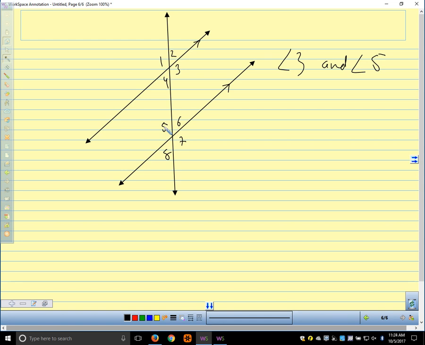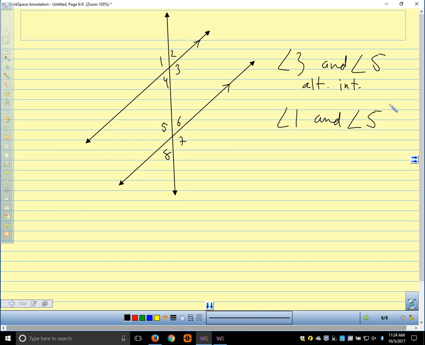What is it? Alternate, because they're on opposite sides of the transversal, and interior, because they are between the parallel lines. So those are alternate. I'm going to use an abbreviation, interior. How about angle 1 and angle 5?